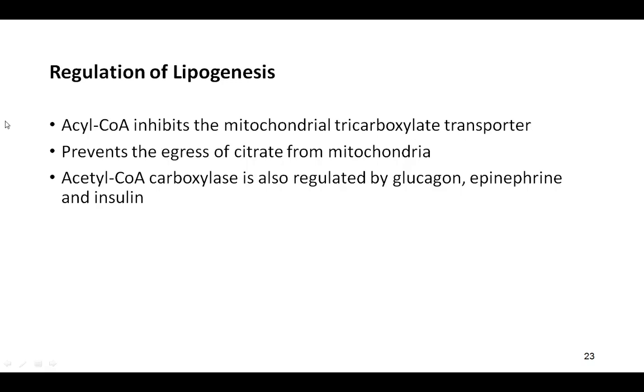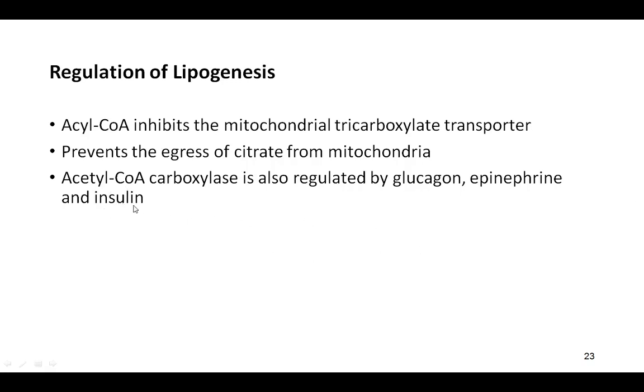so the further coming out of acetyl coenzyme A from the mitochondria to the cytosol will not happen, because acetyl coenzyme A is no longer needed in the cytosol as so much fatty acid is already formed. So that's why this fatty acyl coenzyme A, which is basically the newly formed fatty acids, inhibits the mitochondrial transporter, inhibiting the coming out of acetyl coenzyme A from the mitochondria to the cytoplasm. So this is what prevents the egress of citrate. This citrate only breaks down and forms acetyl coenzyme A.